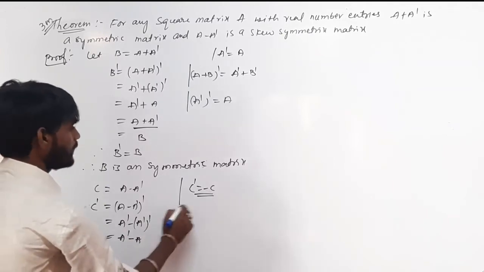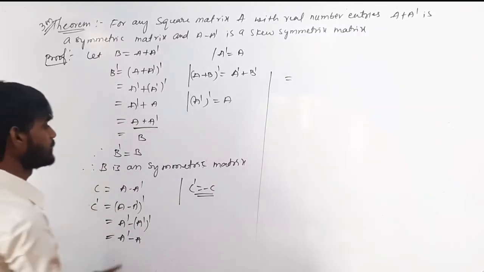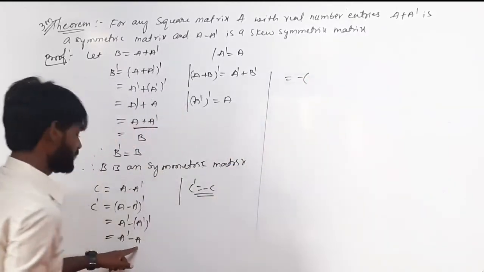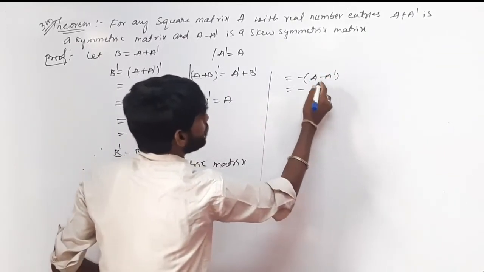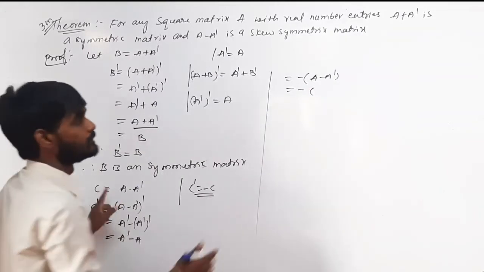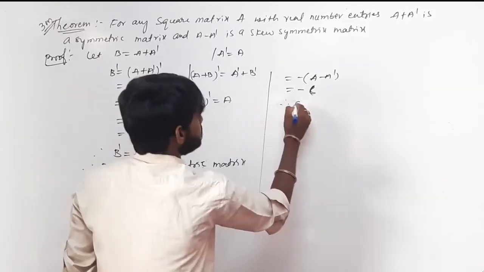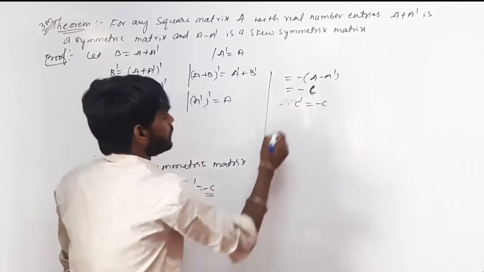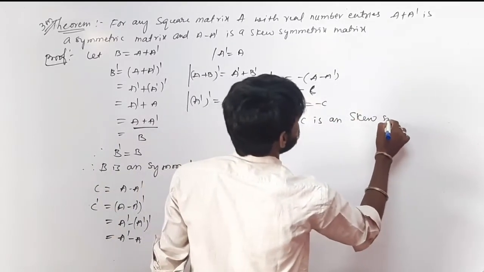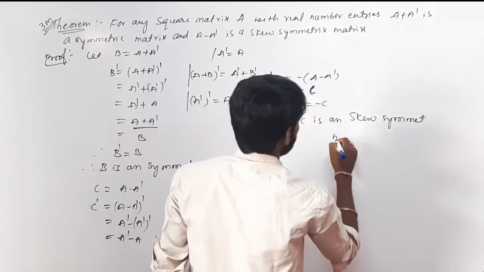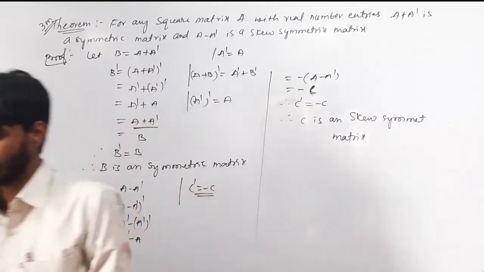Now here I am taking minus common, that is minus of, so this term will be positive, A minus A dash. So minus of A minus A dash is equal to minus C. I am taking A minus A dash as C. Okay, so C dash is equal to minus C. Therefore C is a skew symmetric matrix. Okay, so please follow the order.